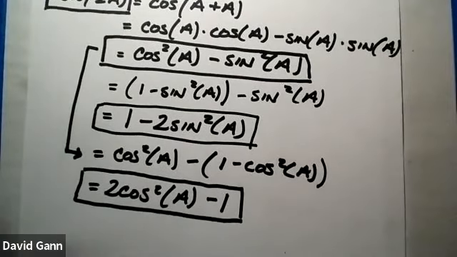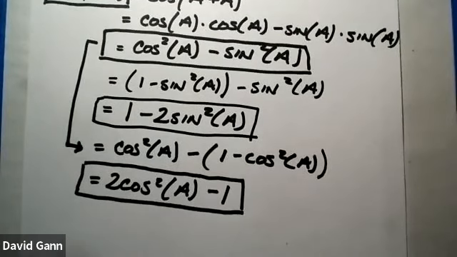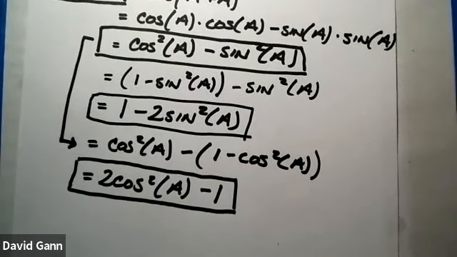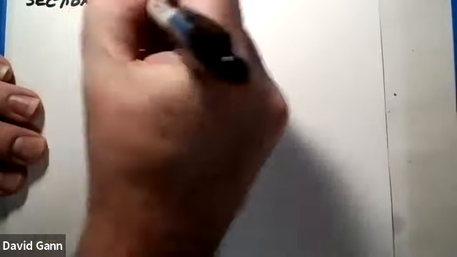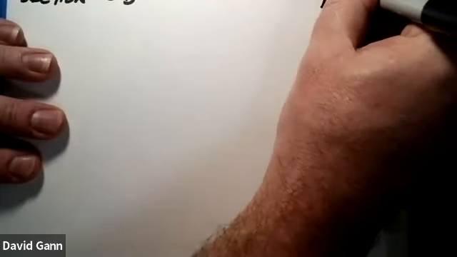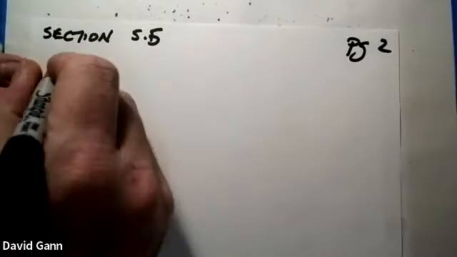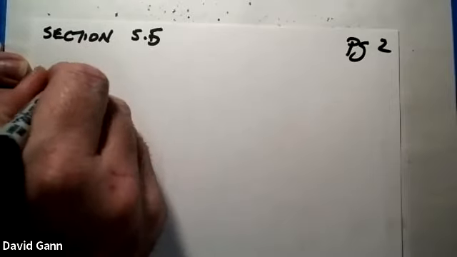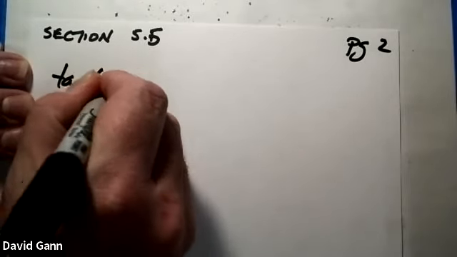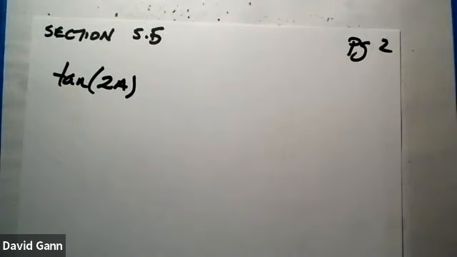the next one, I think I want to do this on another sheet of paper because I don't think I have quite enough space to get the whole thing on there. Okay, so now we're going to be interested in looking at the tangent of a double angle.